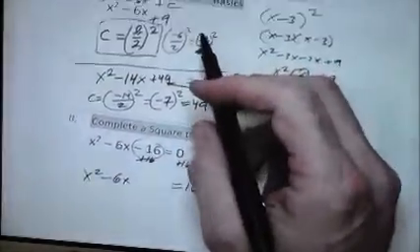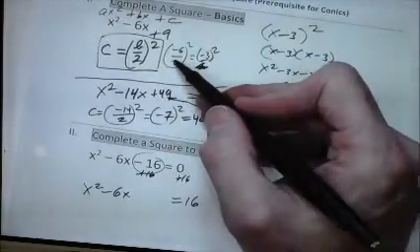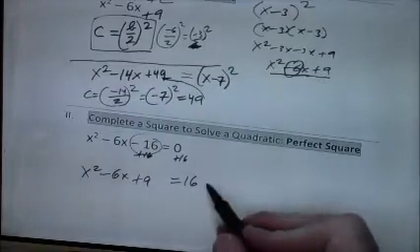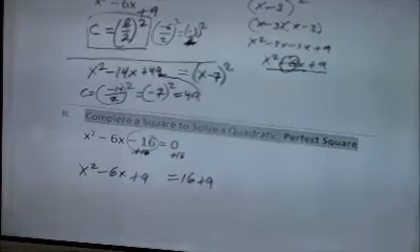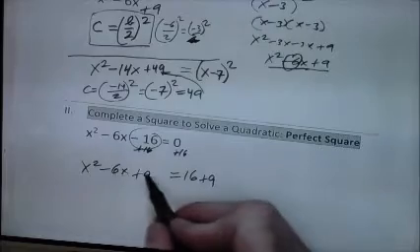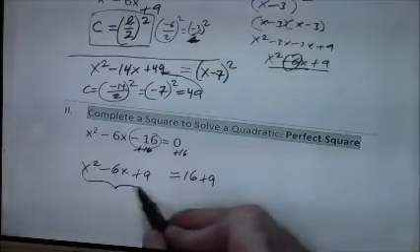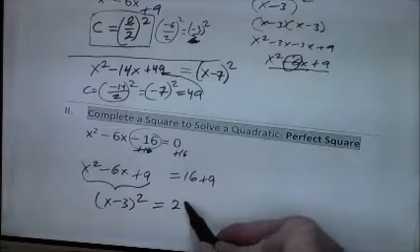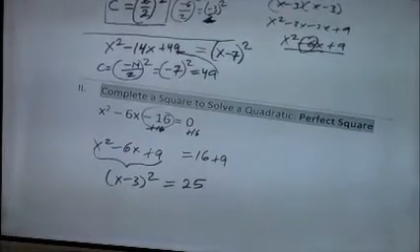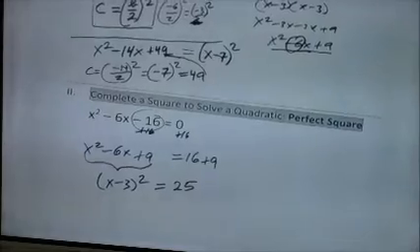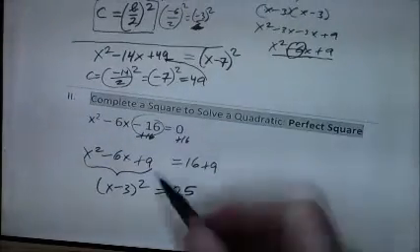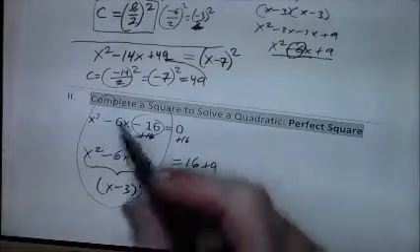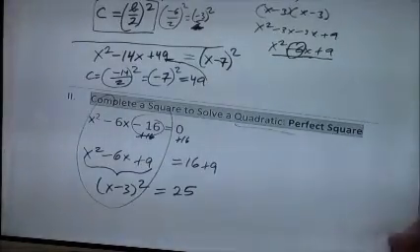Having already figured out that negative 6 over 2 is negative 3, squared, that's 9. I'm going to add 9 here, and I'm going to add 9 here. So x squared minus 6x plus 9 becomes x minus 3 squared, and I have a 25 here. So the first thing is we've now completed the square. The next thing is, in this case, we've got an equation, so we can actually solve this quadratic.